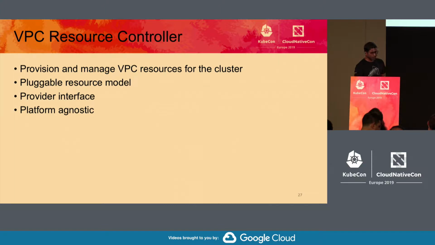The first component is called the VPC resource controller. This aims to provision and manage VPC resources for the cluster. It's built using Go, so it's platform agnostic and architecture agnostic. It can be built for any platform and for any architecture. The controller also has a flexible resource model, and it has a simple provider interface. The provider interface makes it very easy to add new resources to the controller.